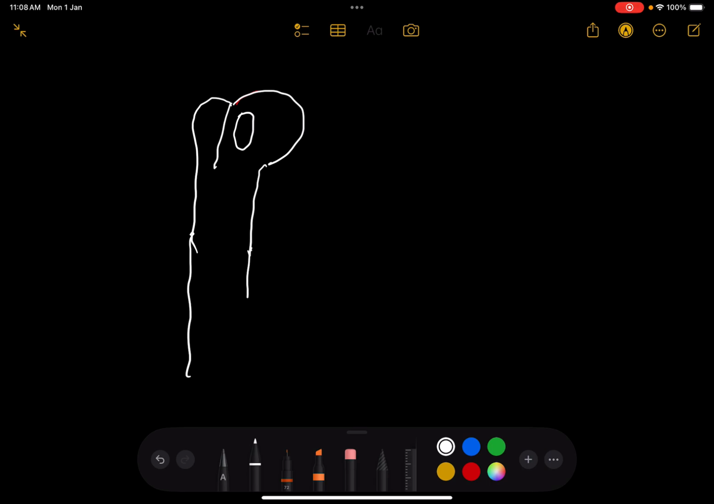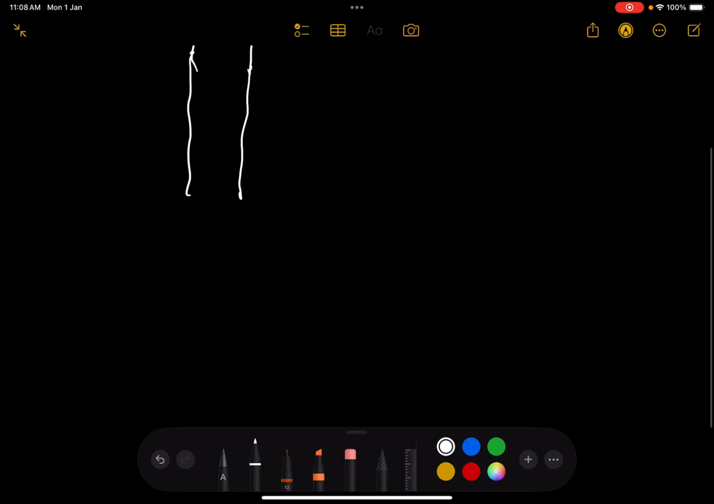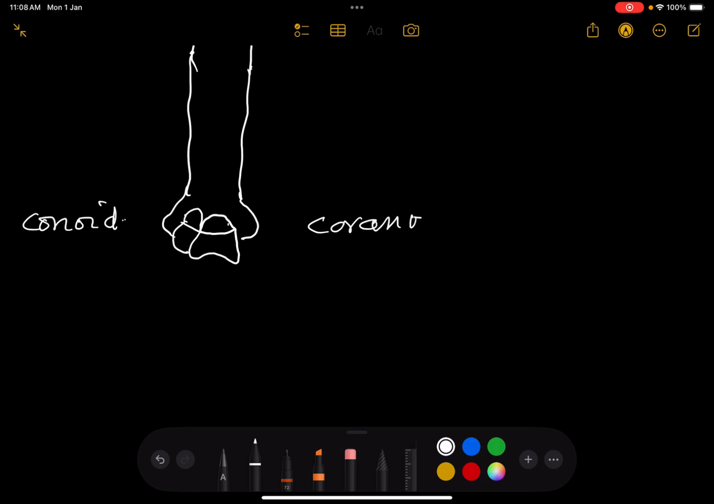And this shaft, as it goes down, gets converted into the lateral and the medial epicondyle, which articulate in the capitulum and the trochlea. The trochlea and the capitulum anteriorly have a conoid fossa above the capitulum and a coronoid fossa above the trochlea, because the coronoid process of the ulna will go into the coronoid fossa and the head of the radius will go into the conoid fossa, and that will increase the range of flexion.